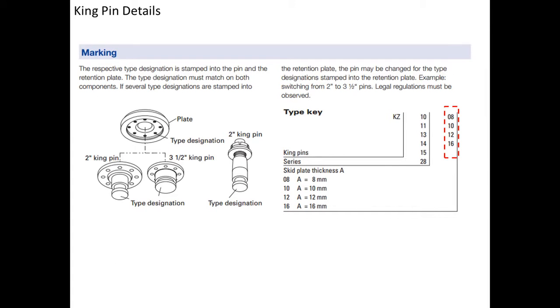Now let us see the kingpin details. We can see there are different types of kingpins. There is a 2-inch kingpin and there is a 3.5-inch kingpin, and it consists of a plate, and then designation type is embarked or engraved on this kingpin. The designation is in a very peculiar way. It consists of kingpin category starting with KZ. Then there is a series number 10, 11, 13, 14, 15, 28, and then the third number is the skid plate thickness A. So the third number in the kingpin series is actually the plate thickness. It can be of 8, 10, 12 or 16 mm.